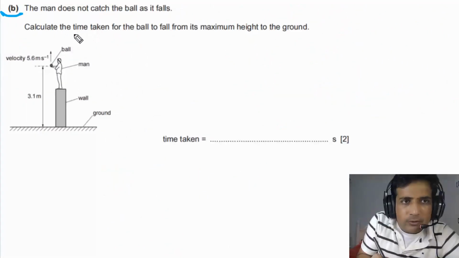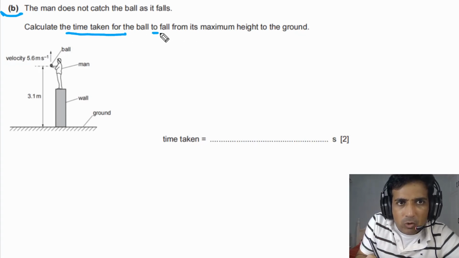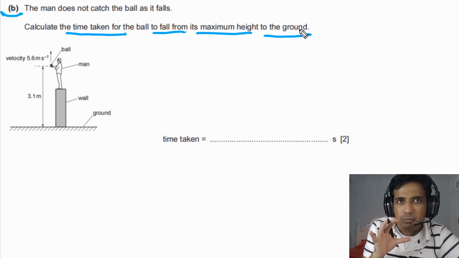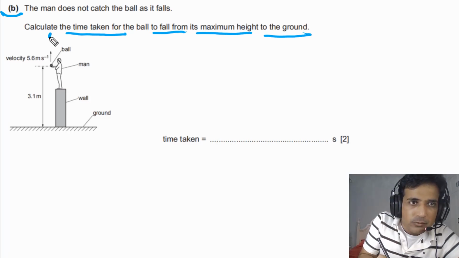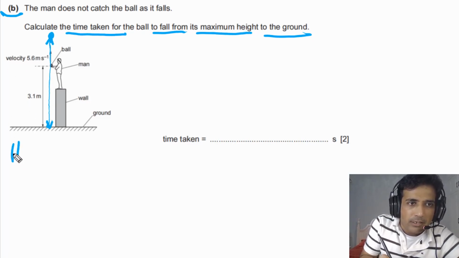For part B, we need to calculate the time taken for the ball to fall from its maximum height to the ground. So very important point, you need to understand what you need to calculate. For this question, simply we need to calculate the time taken for the ball to fall from this maximum height to the ground. And the maximum height we have already calculated in part A. The value of maximum height was equal to 4.7. So this is the value of h max.